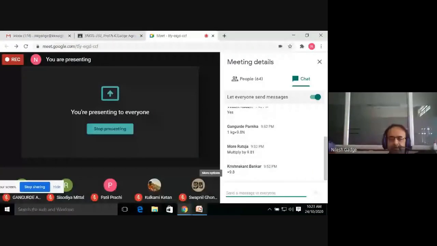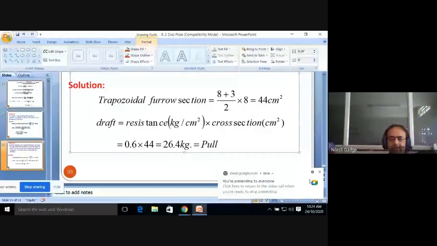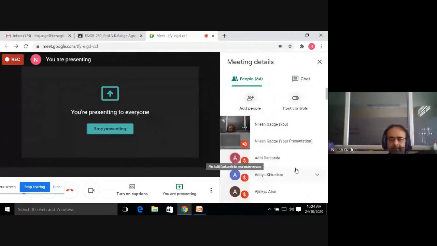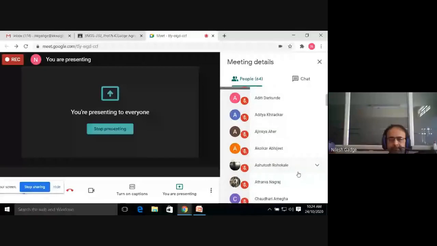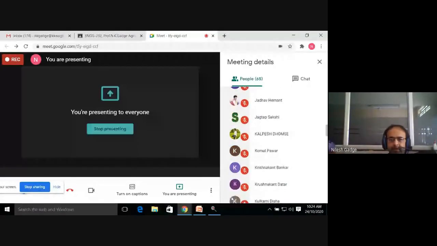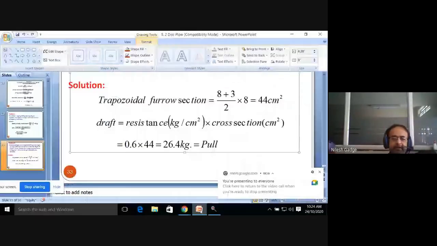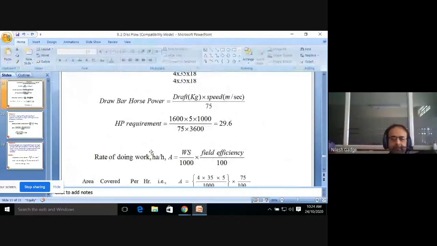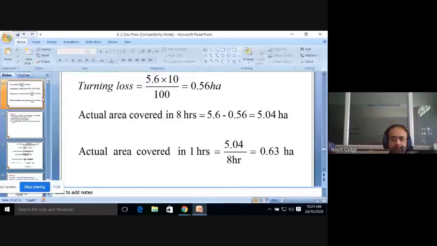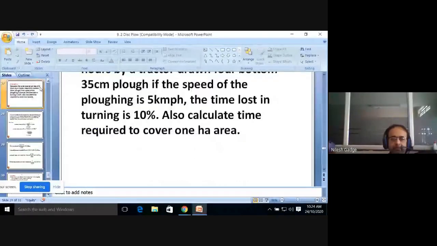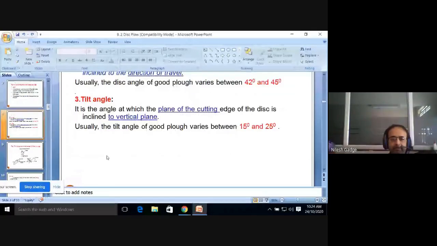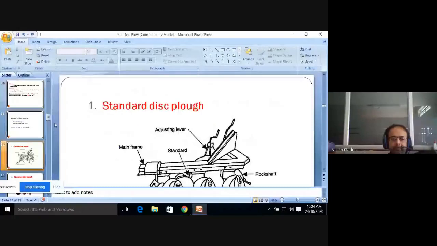Then we will take one more small example. Have you completed the solution? If it is completed, then we will take one more small example of that, so that tilt angle, disc angle, we have seen that. Then we'll go forward.